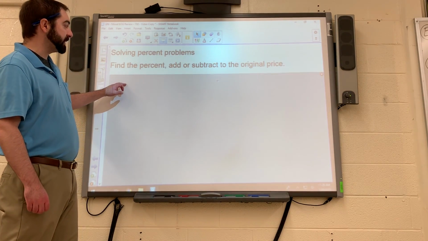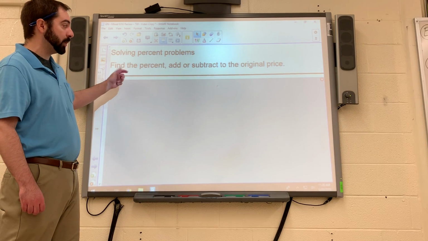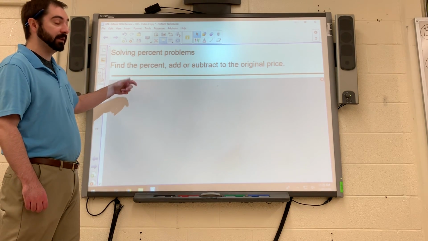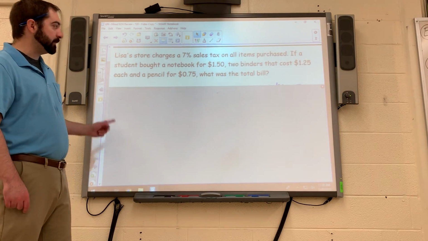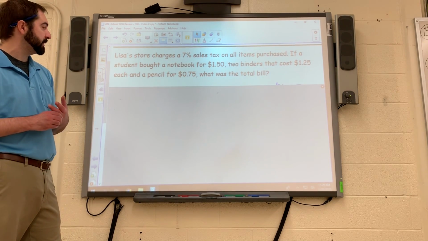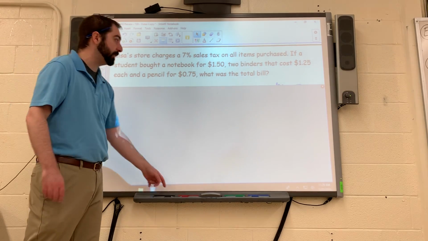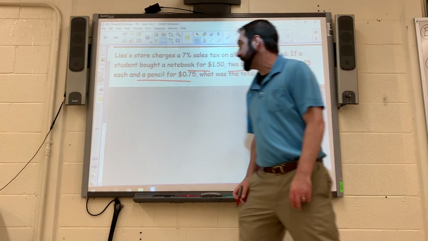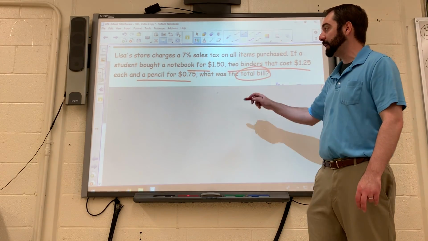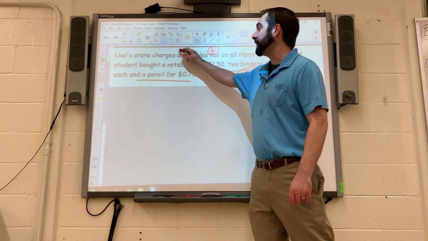From there, solving percent problems, we're going to find the percent, we're going to multiply it, and then we're going to add or subtract from the original price depending on the vocab of the problem. So first one, Lisa has 7% sales tax on all items. If the student bought a notebook for $1.50, 2 binders that cost $1.25 each and 1 pencil for 75 cents, what would their total bill be? Again, I see sales tax, I also see a percent.